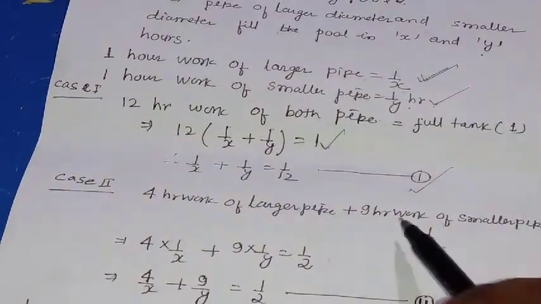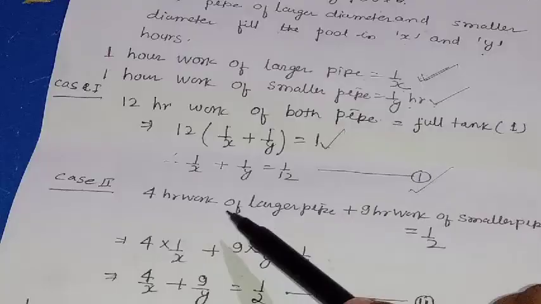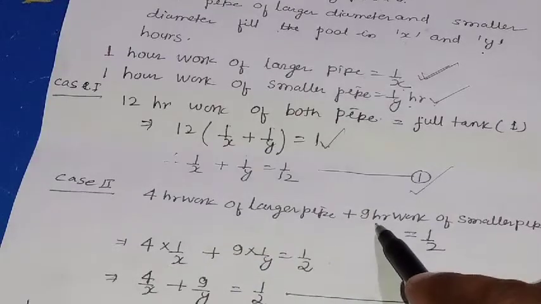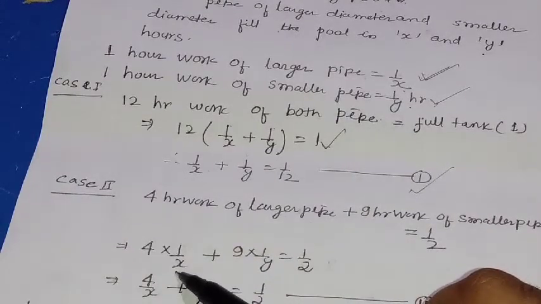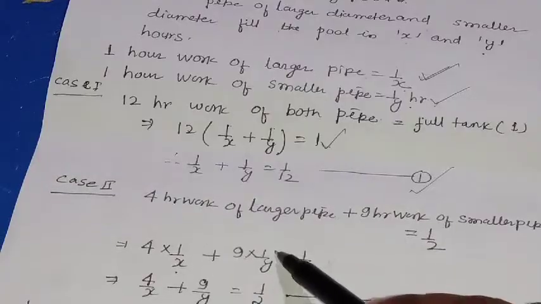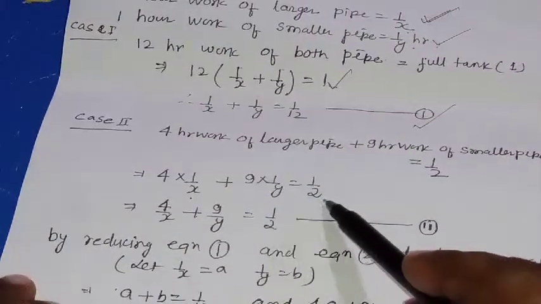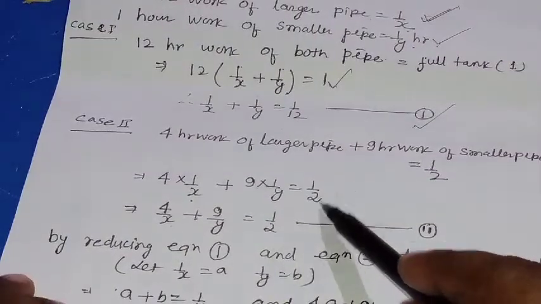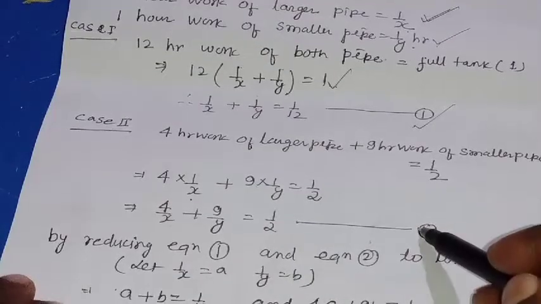Now what the second information was: the first pipe is working for 4 hours and the second pipe is working for 9 hours. Means 4 hour work of first pipe is 4 by x and 9 hour work of second pipe is 9 by y. And that is equal to how much of the tank? Half of the tank, so 1 by 2. So we are getting two equations.